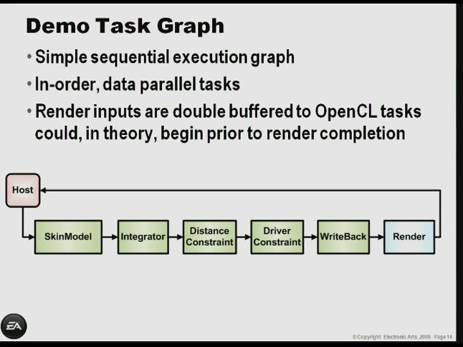So what does the thing do here? It's a fairly simple piece of code in terms of the OpenCL task graph. There are 5 kernels that are going to get run in sequence. The first one will skin the model. Then we'll do a simple Verlet time-corrected integrator. We'll apply a distance constraint that keeps things close to the body. And then we're going to do a driver constraint that applies the forces of the animating body to the particles. And then we'll write it all back to the locations of the particles so that we can actually render the whole thing.